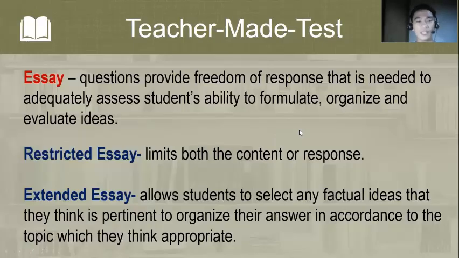So what is restricted essay? From the word restrict, there are limitations. There are parameters. For instance, the teacher will say, in not more than 5 sentences, you are going to define beauty. That's an example of what we call restricted essay. However, when we talk about extended essay, students have freedom to elaborate their answer. Students have freedom to discuss their answers as long as you follow a specific criteria or rubric in terms of assessing or evaluating your responses. So these are the two types of essay, restricted and extended essay.